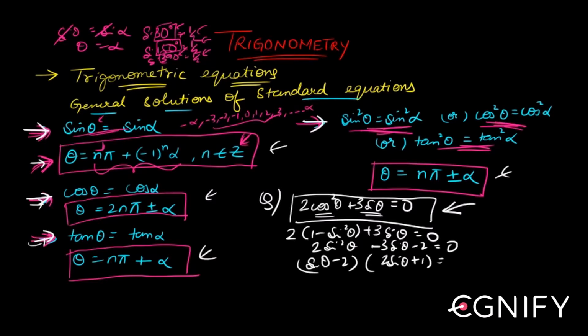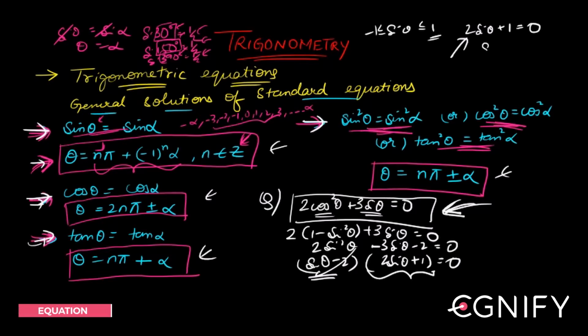is equal to 0. Now as we know, sine theta cannot be equal to 2 because sine theta lies between minus 1 and 1. The maximum limit sine theta can have is 1, so it can't be 2, so this term can't be 0. So that means this term has to be 0, only then the product will be 0. So 2 sine theta plus 1 is equal to 0. So all those thetas which satisfy this equation have to satisfy this equation, right? So now as you can see, sine theta is equal to minus half.